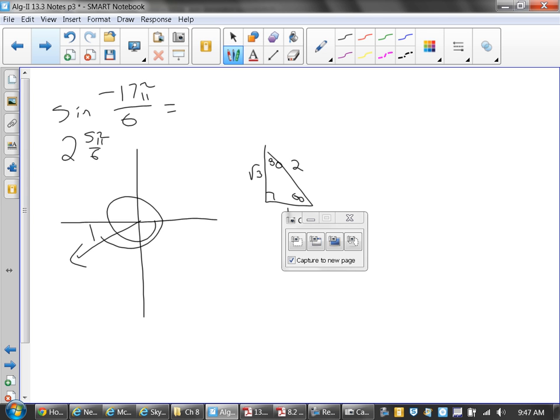It's still the same reference angle of pi over 6, but since it is in the third quadrant, that sine value is negative. You are right. I was thinking of it as 11 pi over 6.